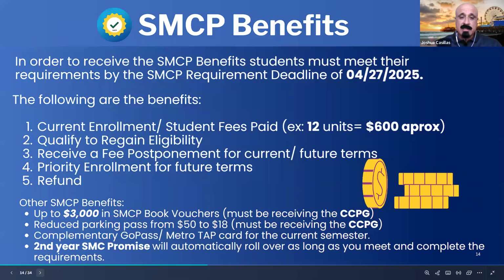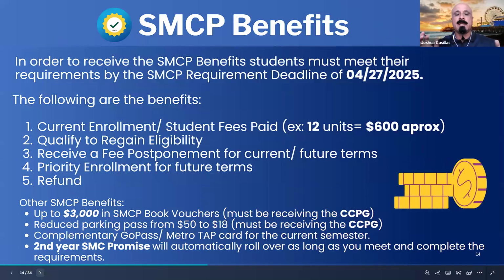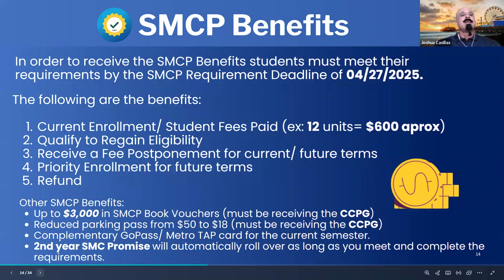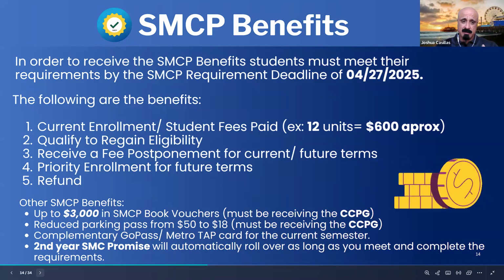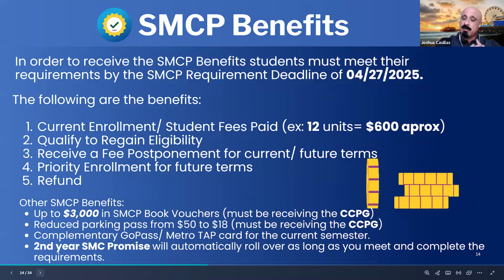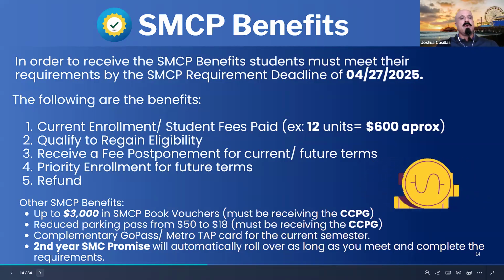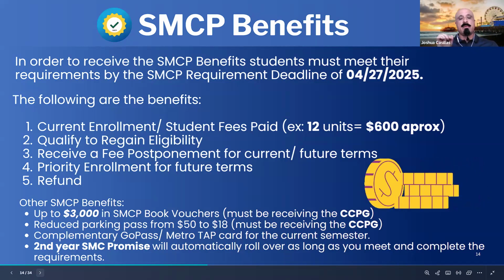This is probably the most important slide before we go into the examples of regain eligibility. In order to receive the SMC Promise benefits, students must meet the requirements by the SMC Promise requirement deadline of April 27, 2025 for this spring semester. What happens when you complete your financial aid and you're enrolled in your unit requirement by that date? One, the most important, your current enrollment and student fees are paid for. Okay, if you don't have a fee waiver, I'll go into that in a future slide.